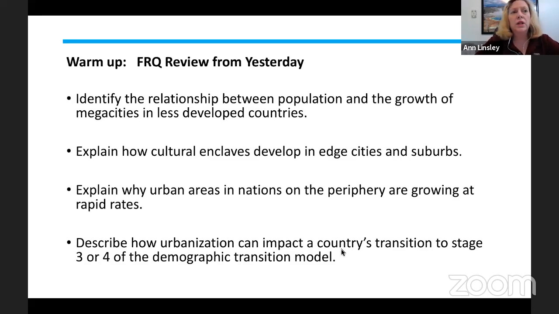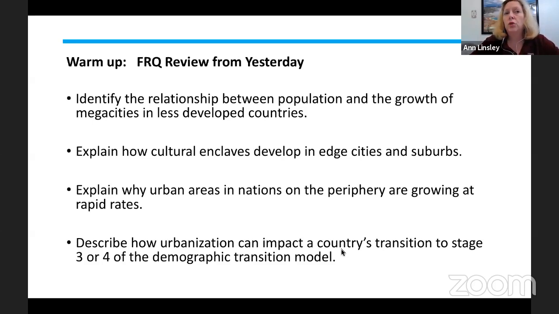All right, in the second question, how do cultural enclaves explain, catch that word there, explain, these are crucial words, explain how cultural enclaves develop in edge cities and suburbs. So what happens if you don't know what an edge city is and you don't know what a suburb is, because that's part of this unit, then topics that we're not going to be covering. You have explained how cultural enclaves develop someplace in a city. Okay, that's how we would take that apart.